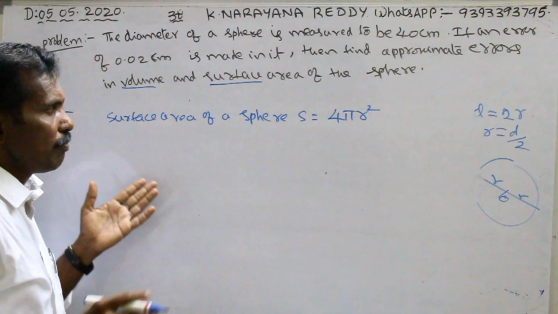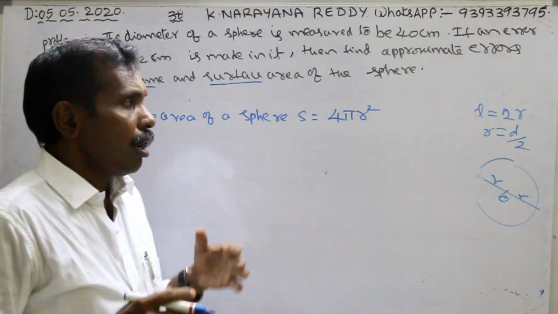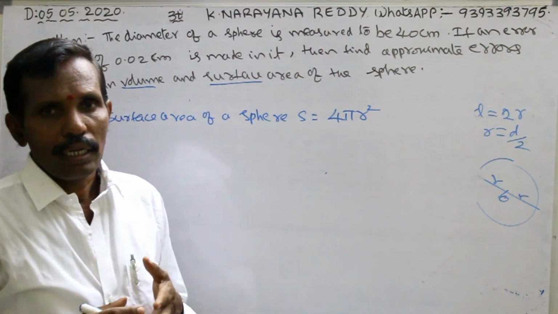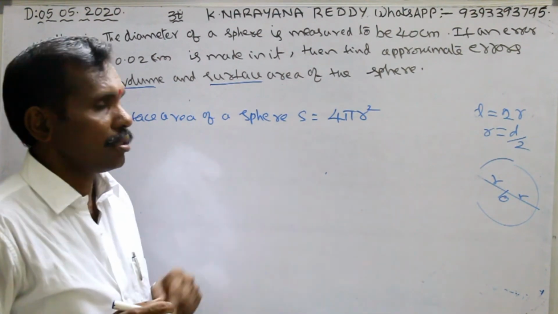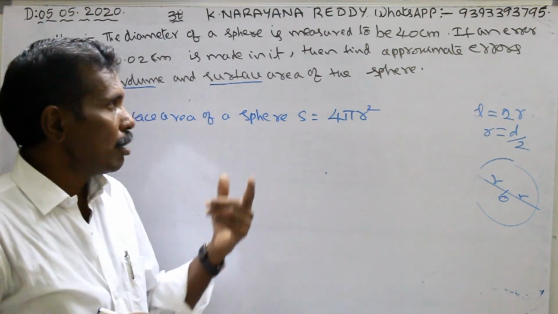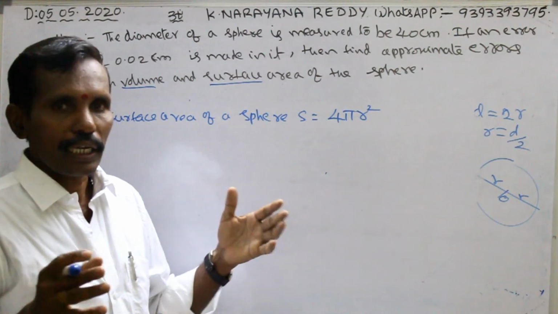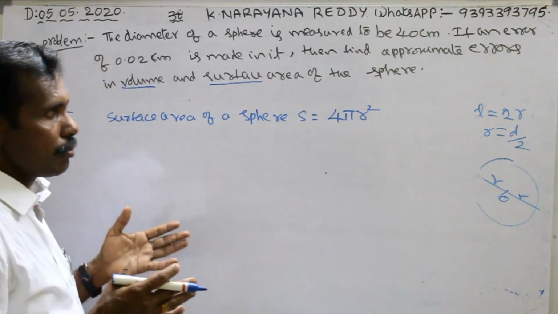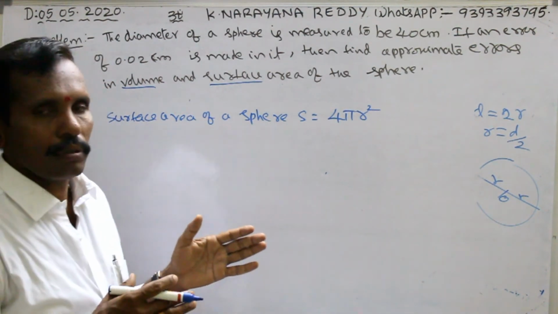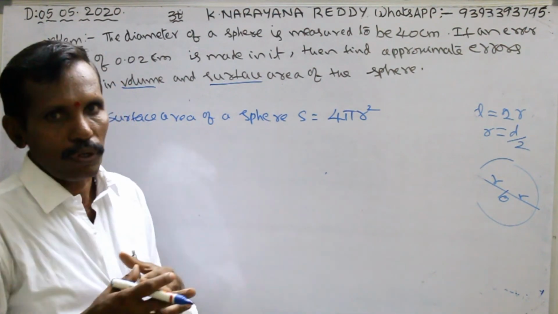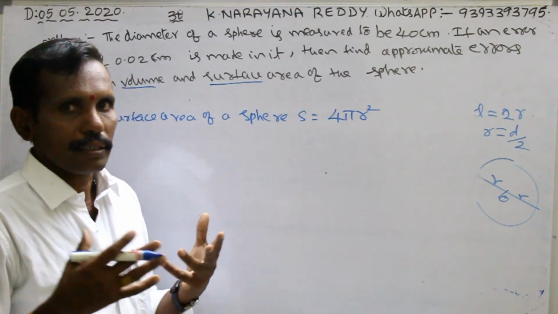If you want, please check my past videos all about areas: rectangle, triangle, rhombus, sphere, circle. So many are there. Please observe the past videos and understand carefully about those things.